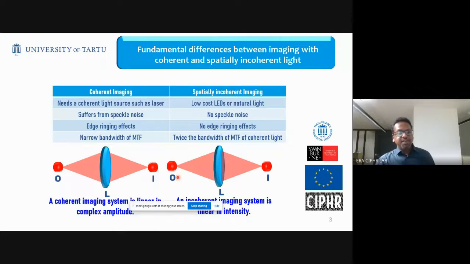However, when we try to image a single point, you can see there is a single point here, and it creates a single point image. And this is true even for the incoherent case. So when there is a single point, there is actually no difference between a coherent imaging system and an incoherent imaging system. However, when there is more than one point, the differences start showing up.